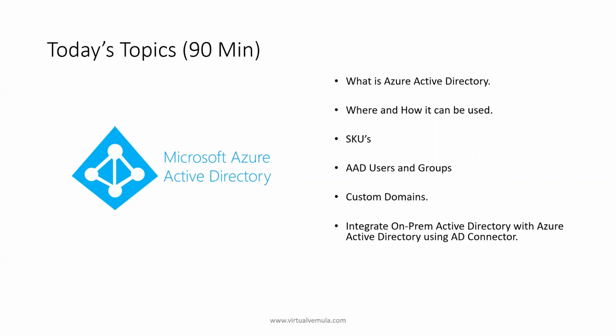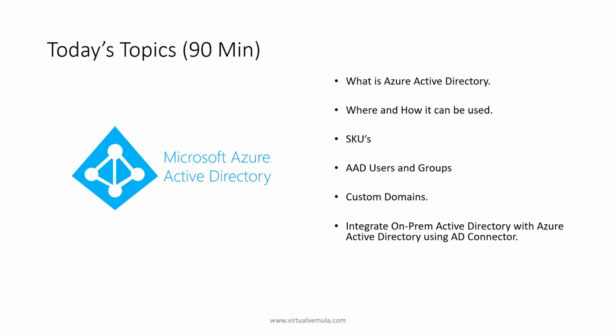We'll try to understand what Active Directory is, or rather, not Active Directory, it's Azure Active Directory. So what Azure Active Directory is, where and how we can use it, and what the different SKUs, stock keeping units, are. We call them editions, though people also call them SKUs. Whatever we call them, what are the different editions, and how do we do identity and access management within Azure Active Directory?